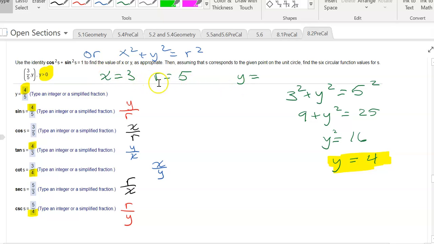So here we need the x, y, and r value. So we just simply look at what's given. It is our cosine, so that's x over r. So I know my x value is 3. I know my r value is 5. I know I'm looking for my y value.